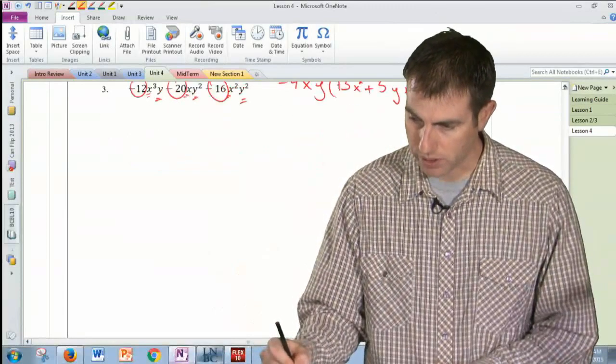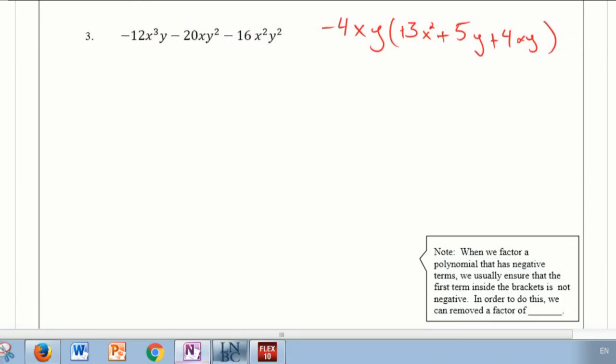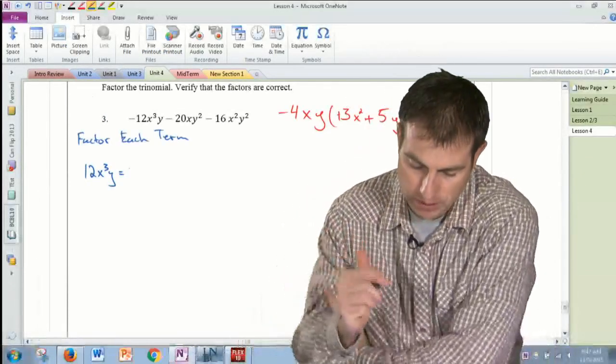So let's look at our terms here. Let's look at the method we've been doing. I'm just going to clean this up. So what we're going to do to start is factor each term. Now the process is exactly the same as what we've been doing. I'm just going to forget the negative 12 for right now. I'm just going to write it as positive 12x cubed y. What are the factors of 12x cubed y? How do we get the prime factorization of that thing?